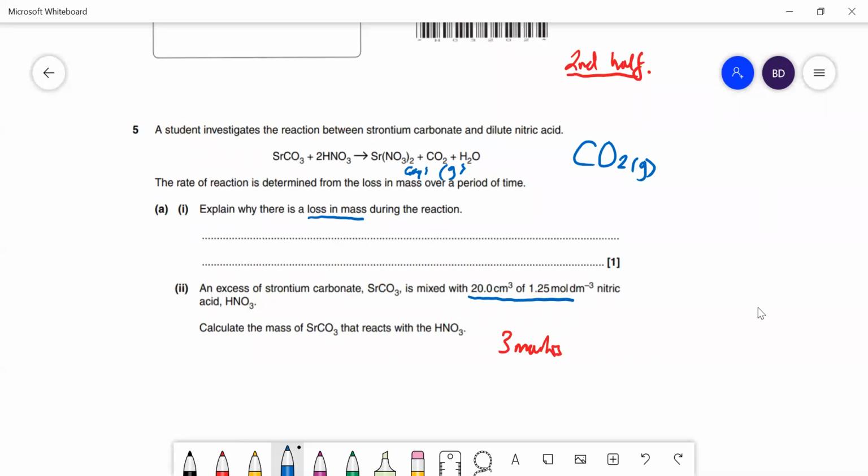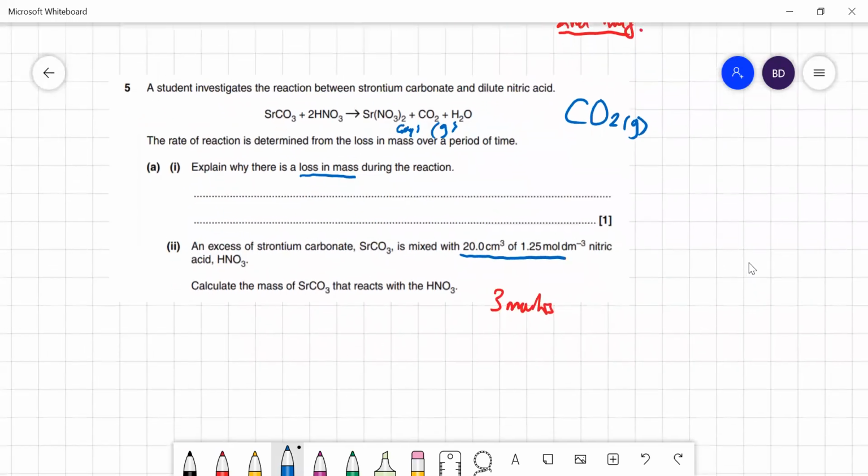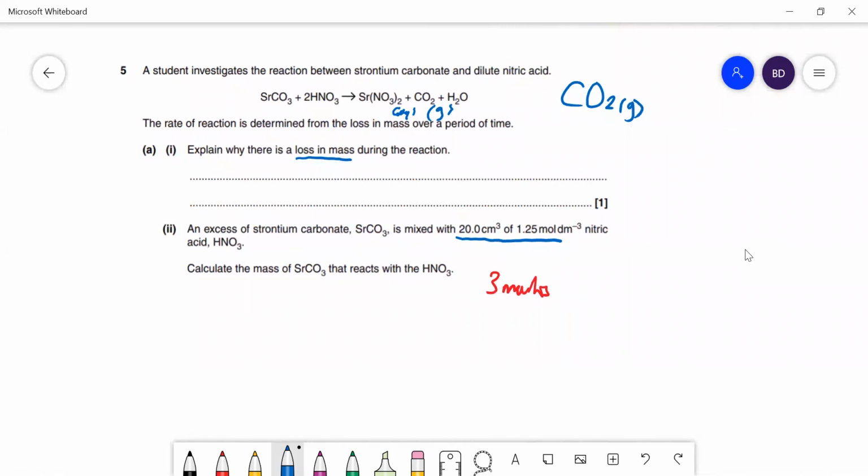Okay, an excess of strontium carbonate is reacted with this volume of nitric acid. Calculate the mass of strontium carbonate that will react with the nitric acid. Okay, so what can we do? We can work out the moles of nitric acid. So moles HNO3 is equal to the concentration multiplied by the volume. So you've got 1.25 mole per decimeter cubed multiplied by 20 over 1,000, that's the volume in dm cubed. That is going to give us 0.025 moles.